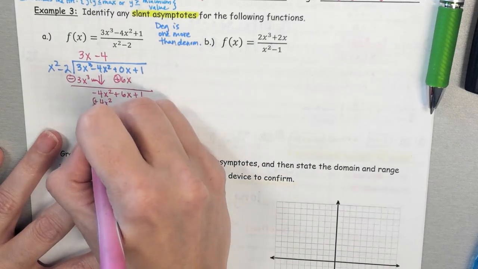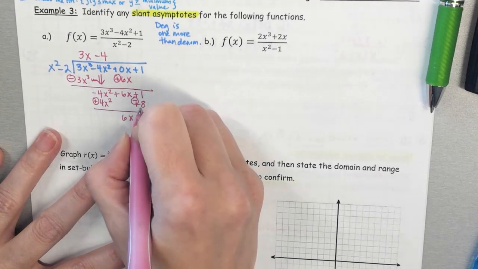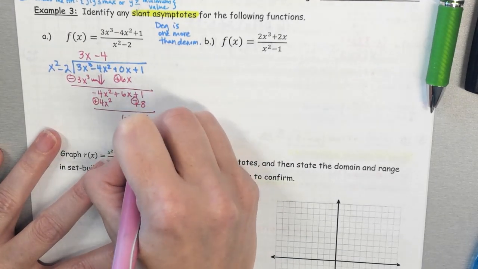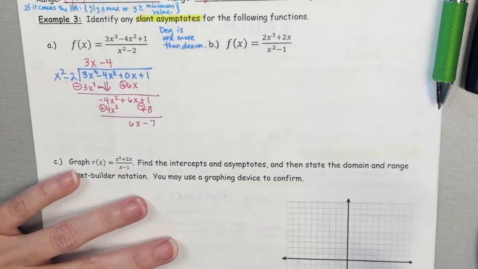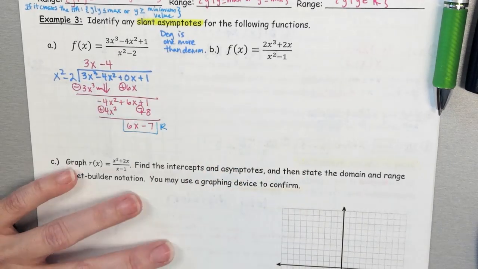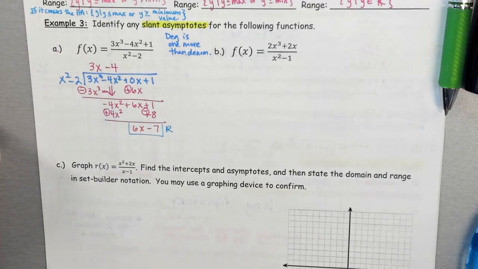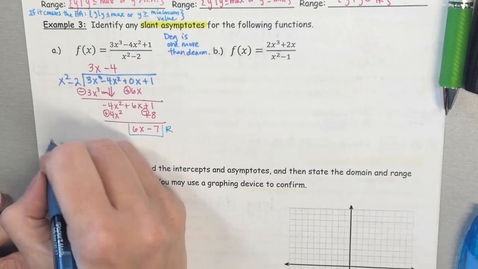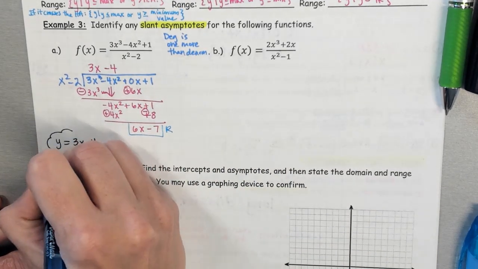And then switch your sign, so this is going to be 6x. 1 minus 8 is negative 7. Okay, and then this is just your remainder. You remember you stop when the degree of your remainder is less than the degree of the divisor. So the slant asymptote is only your quotient. So your final answer should be y equals 3x minus 4.